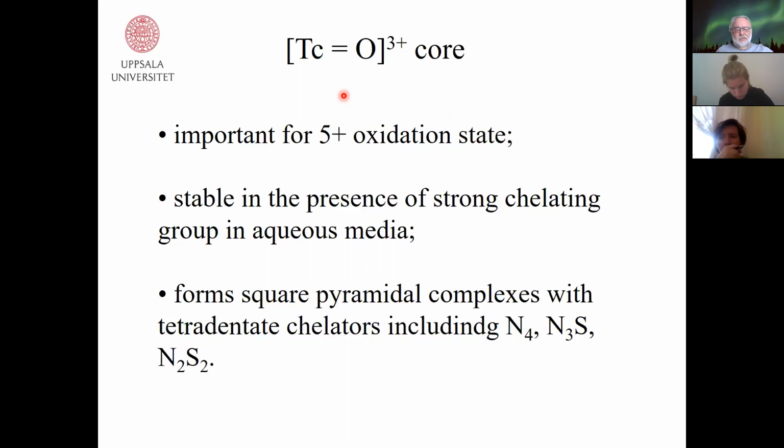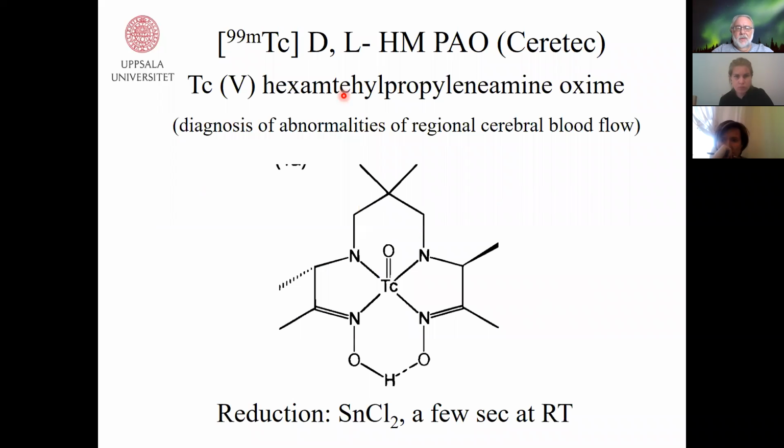So it forms a square pyramidal complex with tetradentate chelators, including N4, which means that donor atoms are four nitrogens, might be amide nitrogen, N3S, so 3 nitrogen, 1 sulfur, or N2S2. One important radiopharmaceutical is HMPAO or Ceretec, which is used for diagnosis of abnormalities of cerebral blood flow.